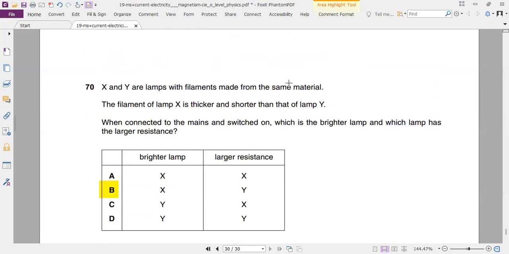X and Y filament, same material, thicker and shorter. So if it's thicker, resistance is half, shorter, resistance is another half. So X will be the brighter lamp and Y will have larger resistance.